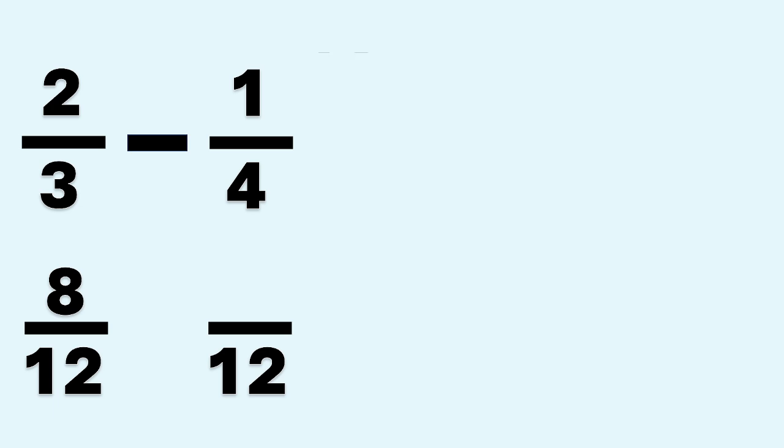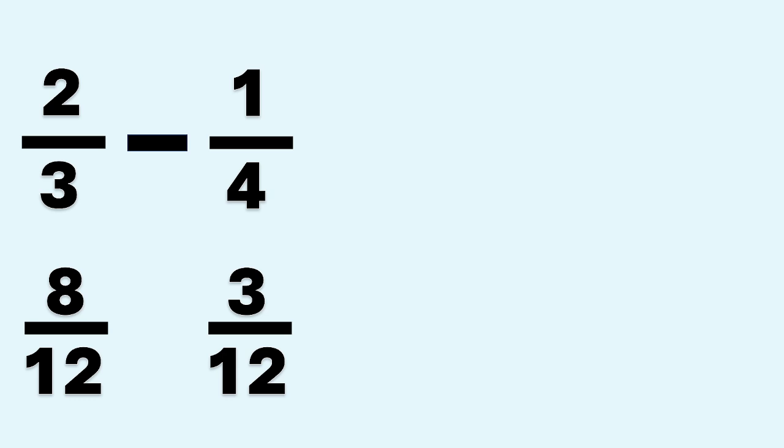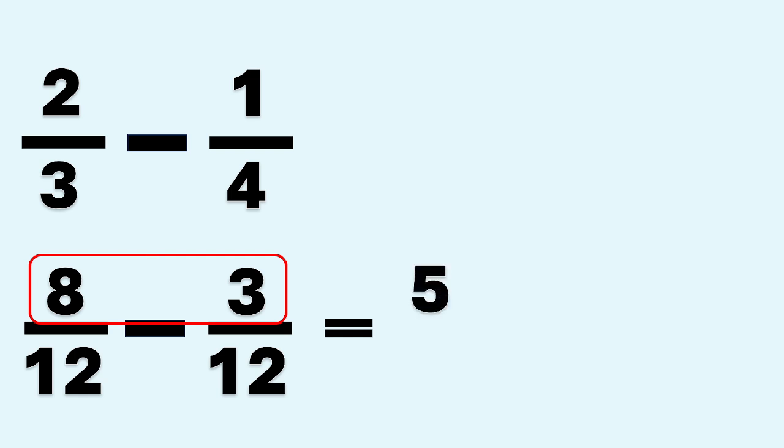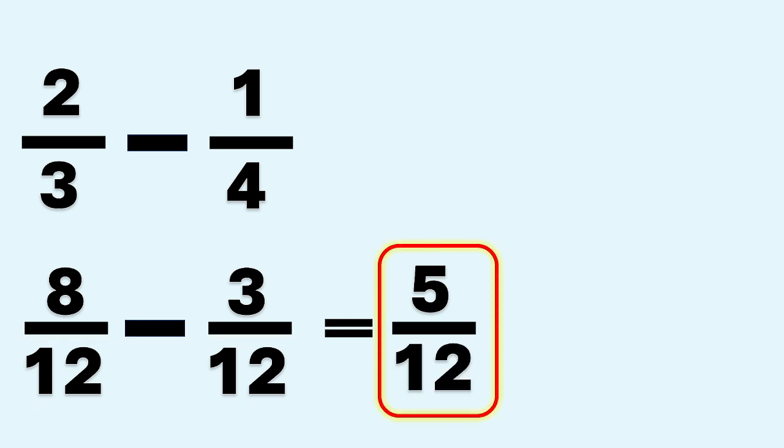Another one. Divide 12 by denominator 4. 12 divided by 4 equals 3. Then, multiply the answer by numerator 1. So, 3 times 1 equals 3. So, we have here 3/12. Now, the two fractions are already similar fractions, so we can subtract now. Subtract the numerators. We have here 8 minus 3 equals 5. Then copy the denominator 12. So our answer is 5/12.